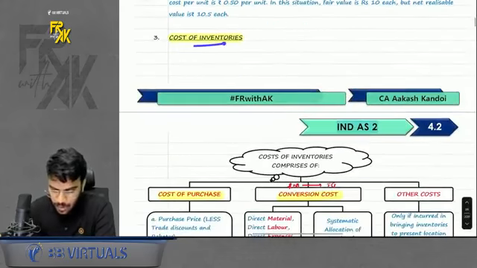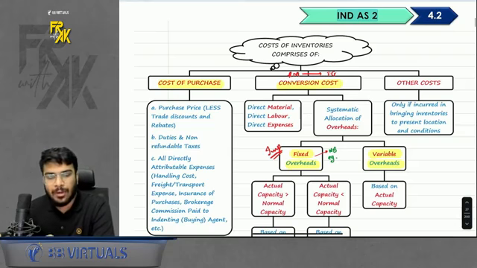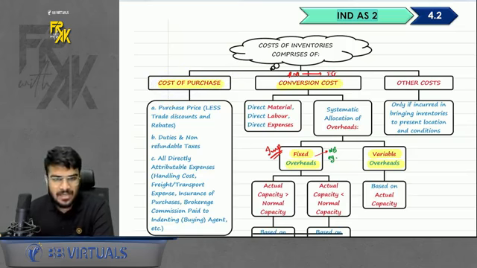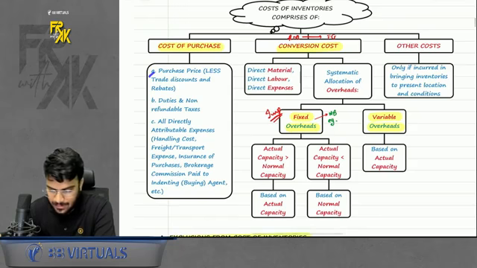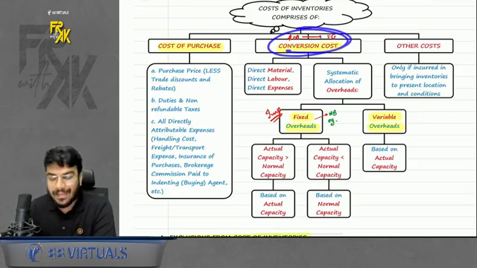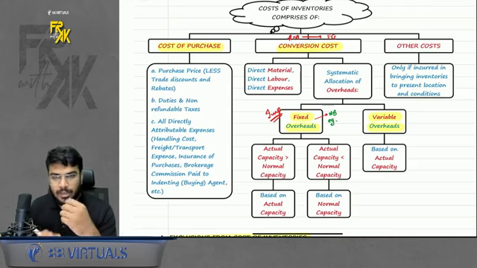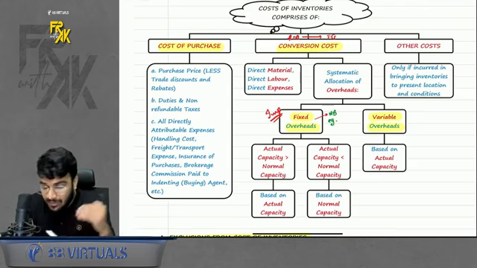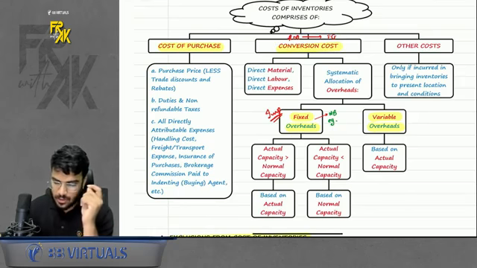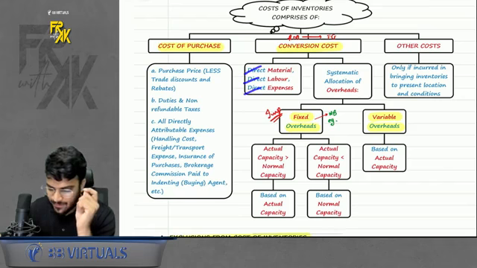Okay. Next point, cost of inventories. If you are into trading business, that means you purchase the item and you sell it as it is. So in your cost, only cost of purchase will come. That will include purchase price, less trade discount, add non-refundable taxes, add all the directly attributable expenses. But if you're into manufacturing business, you will purchase also, you will incur conversion cost also, and then you will sell. So what will come in conversion cost? Direct material, direct labor, direct expense, factory overheads.